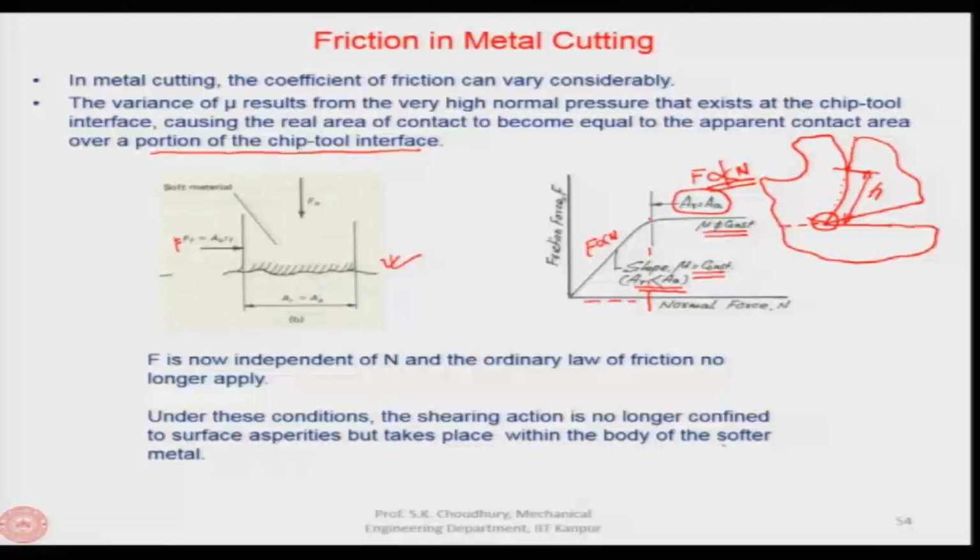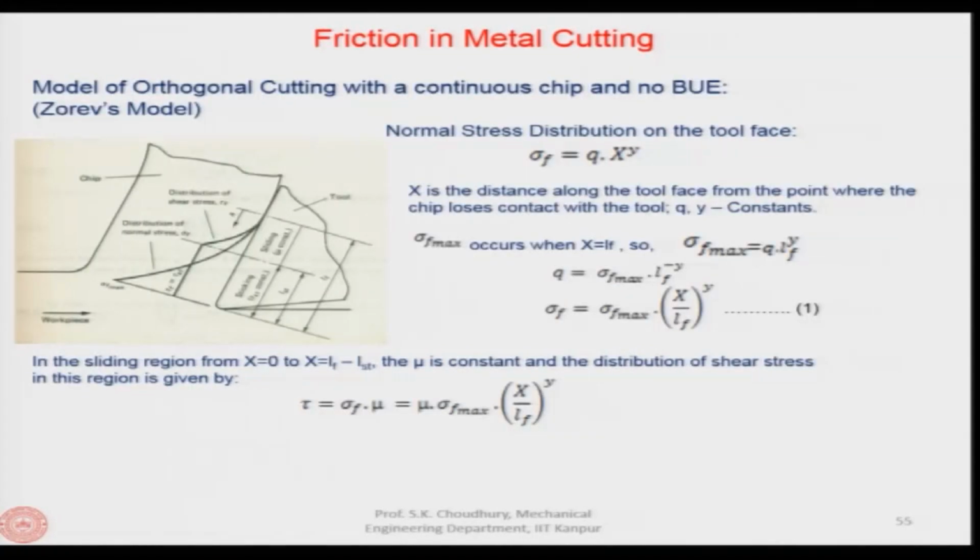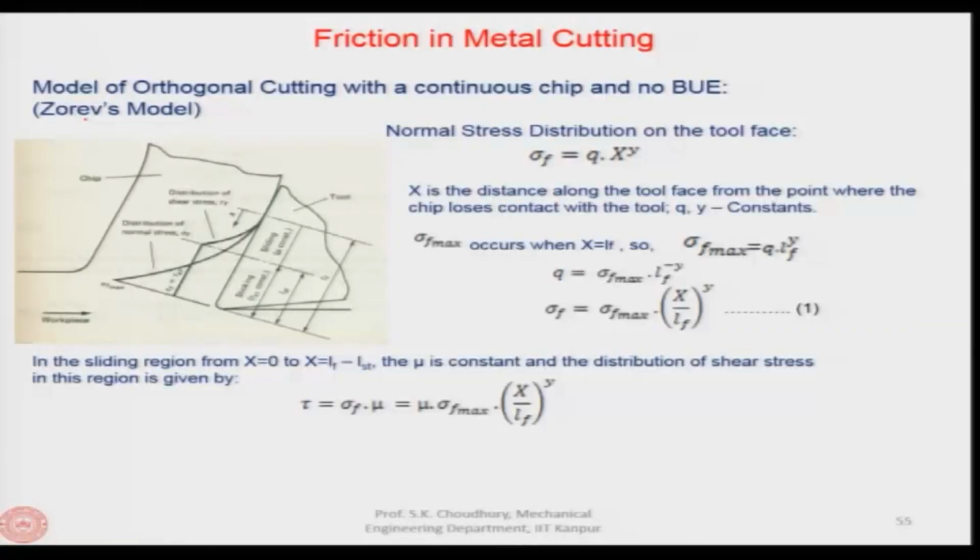So, within the body of the softer metal, the shearing action will take place now. Now, this has been explained in a scientific way through a model, and that model has been explained by Professor Zorev. He is a Russian scientist, and this model says that if you have the metal cutting process represented in this way, this is the chip flowing over the rake face of the tool, then this is the contact length, chip tool contact length, here it is shown as the LF.